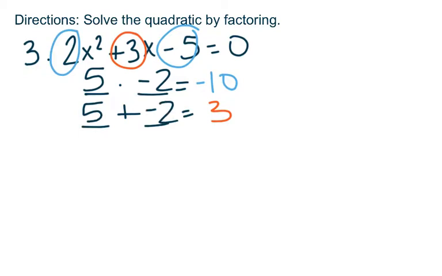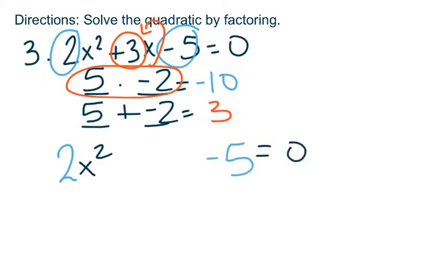And I'm going to take these two numbers and I'm going to replace that middle number. So I still have the 2x squared that I originally had. I'll have the -5 at the end. And the only thing I'm going to change is now instead of plus 3x, I'm going to do plus 5x minus 2x. So what I'm trying to do is I'm trying to break apart that middle so that I can start factoring. Okay. And now I'm going to group the first two together, and I'm going to group the last two together. And I'm going to pull out a GCF.